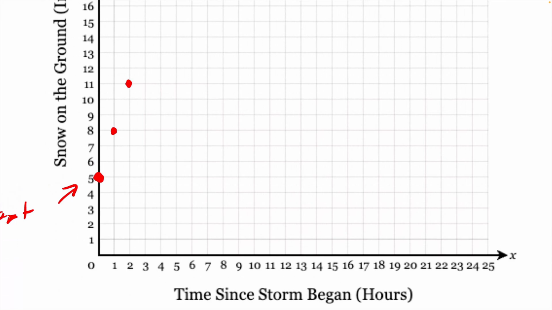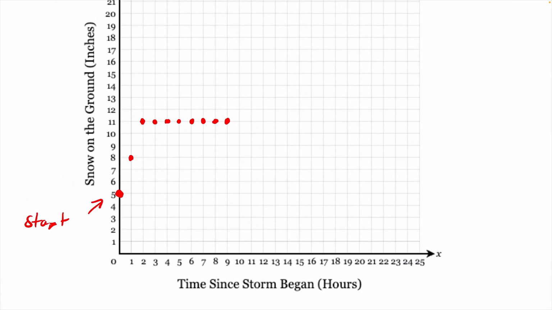So that means at hour 3, where are we at? Is the snow going to go up, go down, or stay the same? And we're going to keep staying the same for how many hours? 7. So we're going to do 7 dots. 1, 2, 3, 4, 5, 6, 7. Right? Okay, so far we're at hour 9. So 9 hours since the storm began, and we're at 11 inches.